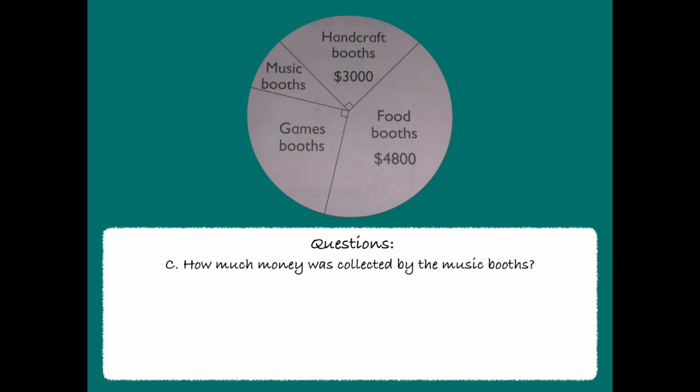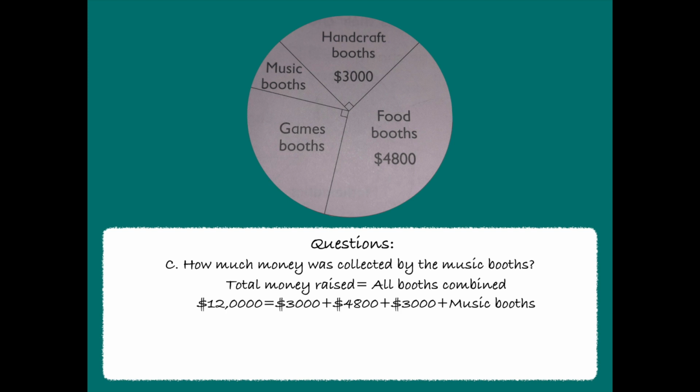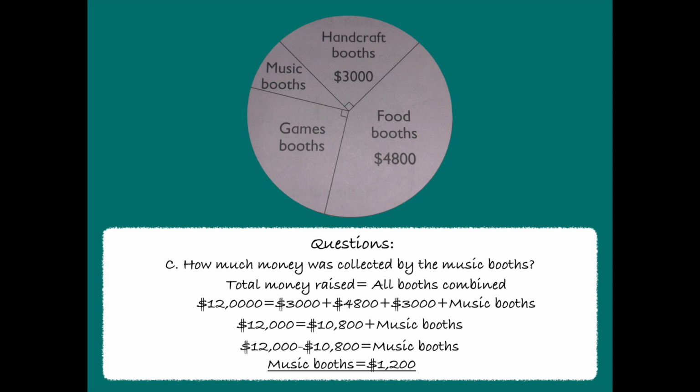Question C. How much money was collected by the music booths? The total money raised equals all booths combined. $12,000 equals $3,000 plus $4,800 plus $3,000 plus the money raised by the music booths. $12,000 equals $10,800 plus the music booths. We can solve this by subtracting $10,800 from both sides. This leaves us with the music booths raising $1,200.